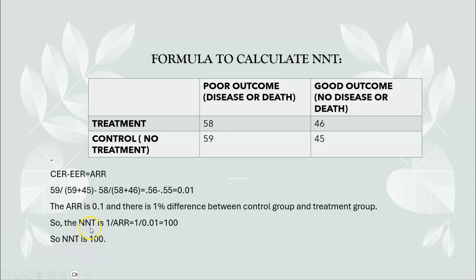So the number needed to treat is 1 divided by the absolute risk reduction, which is 10. So we have to treat 10 people to reduce one disease outcome, whether death or disease, whatever we are calculating.